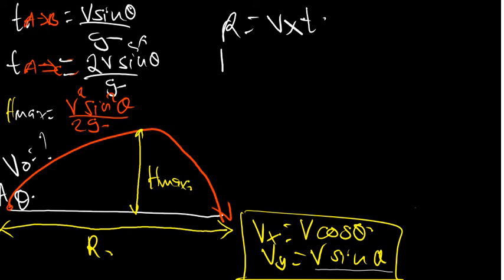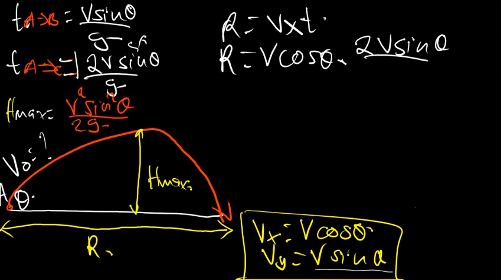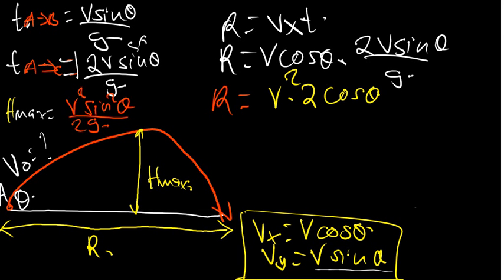So I'm going to say that Vx is equal to V cos theta, then times the time, which is this formula. Meaning I'm going to replace time with 2V sine theta, everything divided by G. So I can simplify this formula: the range is going to be equal to V times V, which gives V squared, then 2 cos theta times sine theta, everything divided by G.